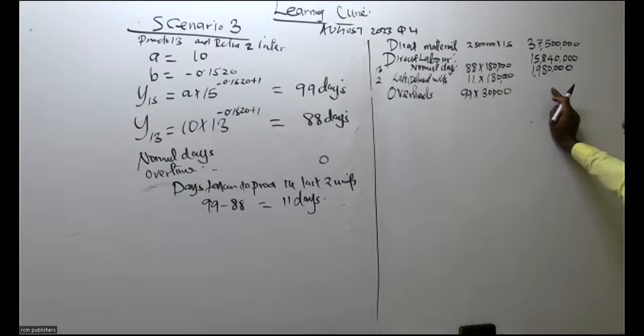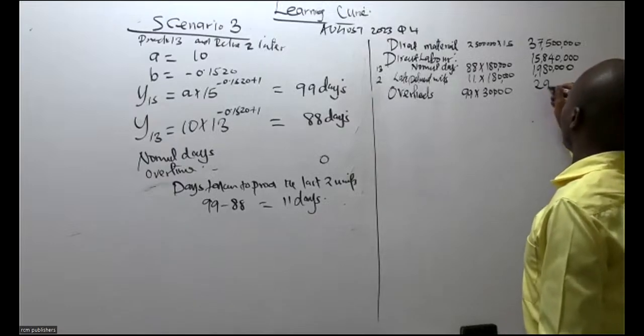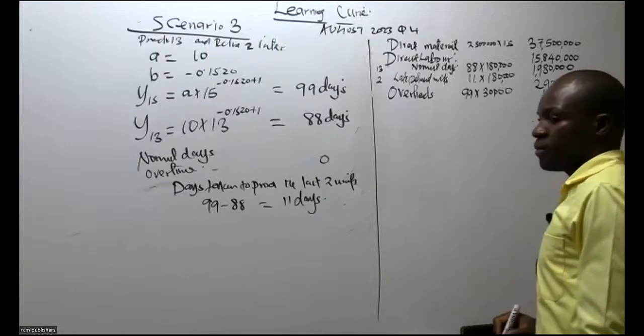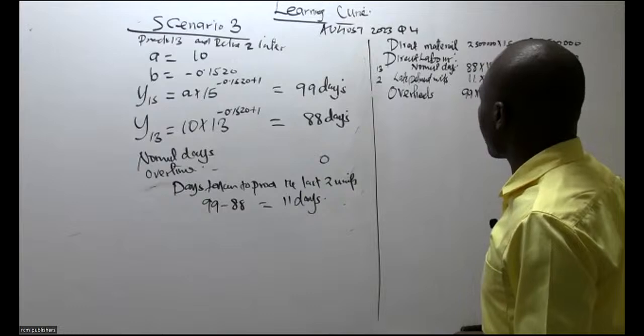99 by 30,000 ni ngapi? 2970. 2970,000. Good.